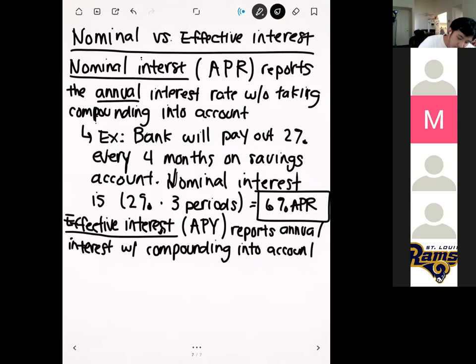Okay. And so if we take our bank account example again, the bank is paying out 2% every 4 months, right? So in reality, what's happening is that the bank is actually going to be computing compound interest. So every 4 months it pays out 2%, but the 2% that it pays out is going to be added to your bank account. So that 2% is going to be added to your principal.